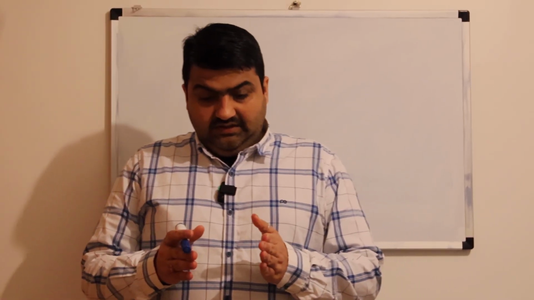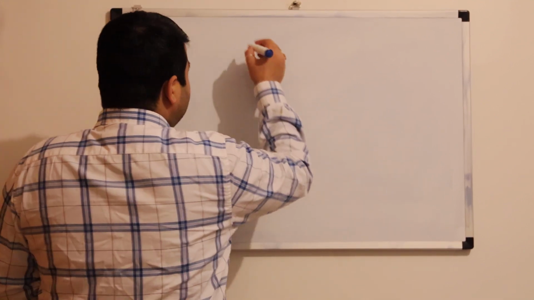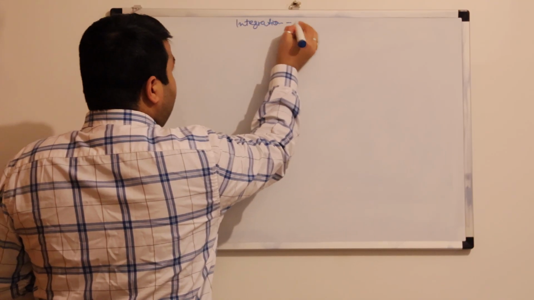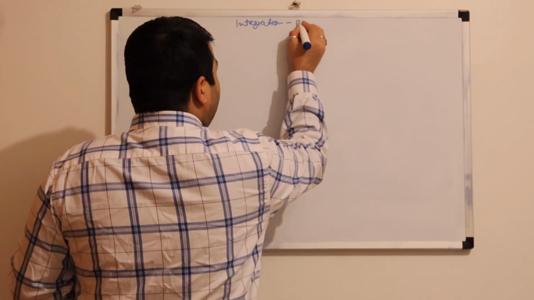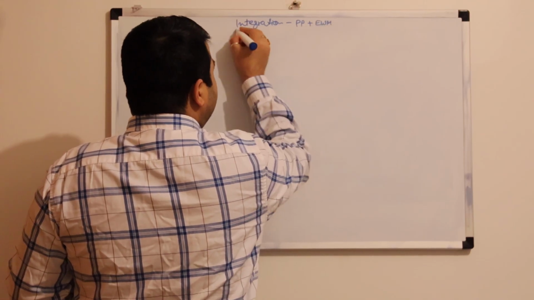In today's series, we will understand the integration part. Most of the organizations, most of the companies, use two types of integrations. Today we are going to understand about the production planning integration with the extended warehouse management. Today our topic is integration. Here we will understand production planning integration with extended warehouse management.